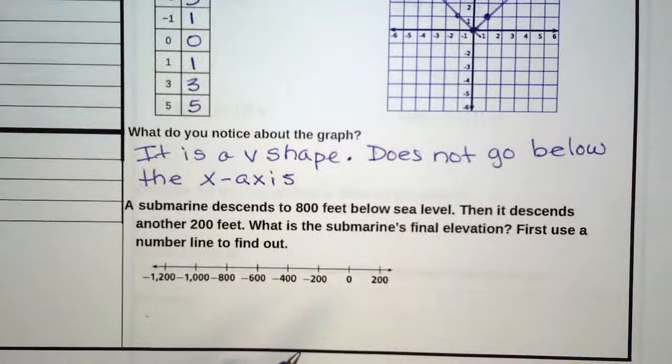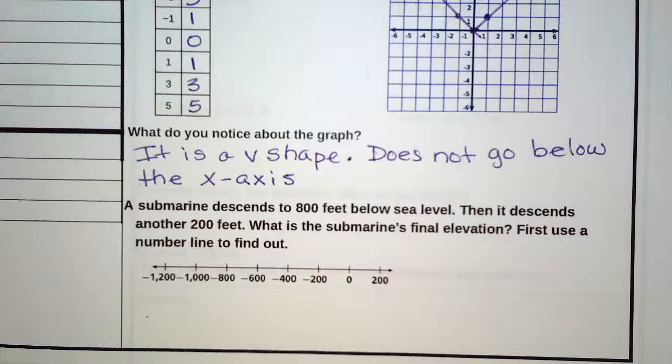So, do we really use this? Actually, we do. We use it when we're talking about distances. A submarine descends to 80 feet below sea level, then descends another 20 feet. What is the submarine's final elevation? Use a number line to find out.